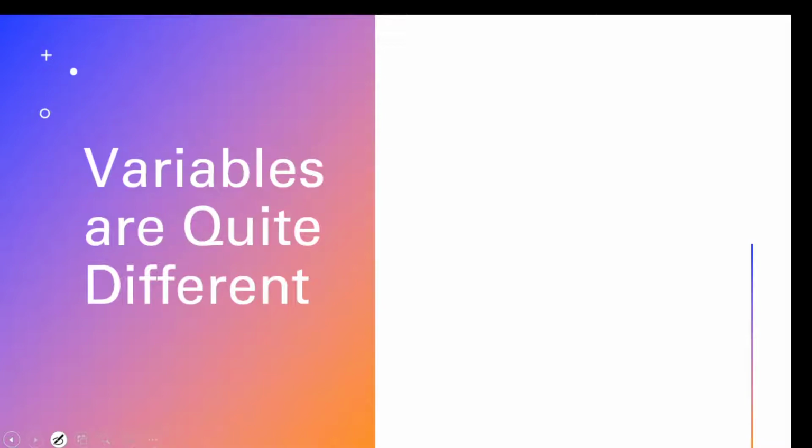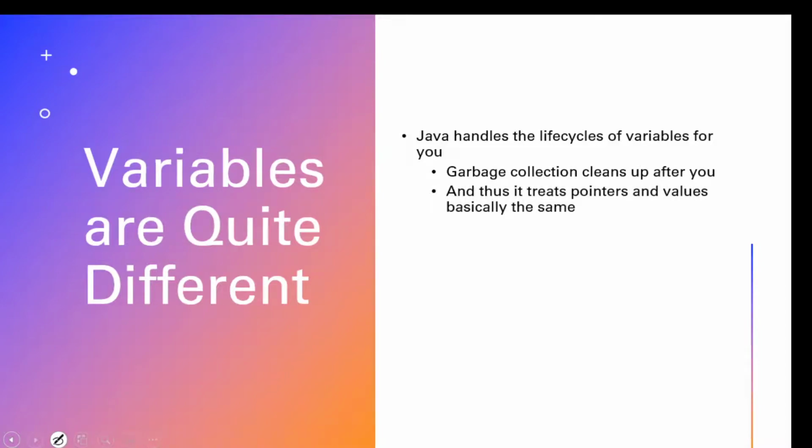One of the big things I had talked about before is the idea of data management life cycles. And so variables are quite different in C++. In Java, it handles the variable lifecycle for you. You create variables anytime you want to, and the garbage collector will clean them up after you. So really the differences between pointers and values, there's not much ado about them.